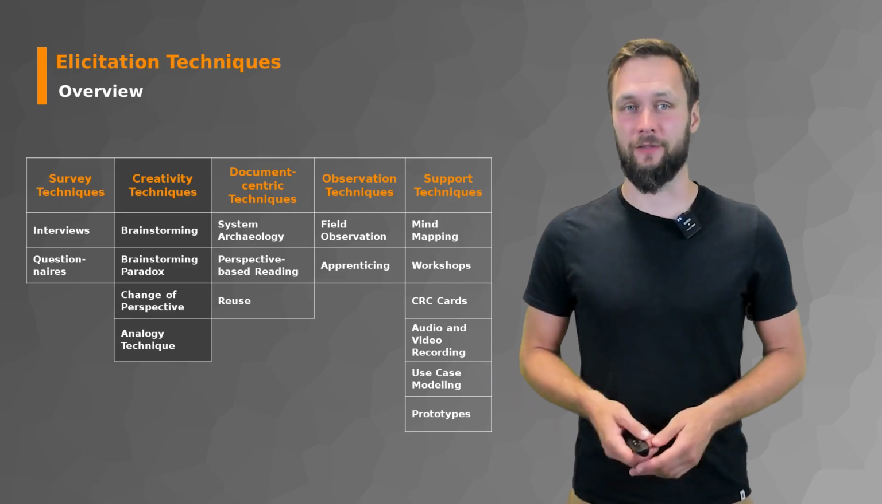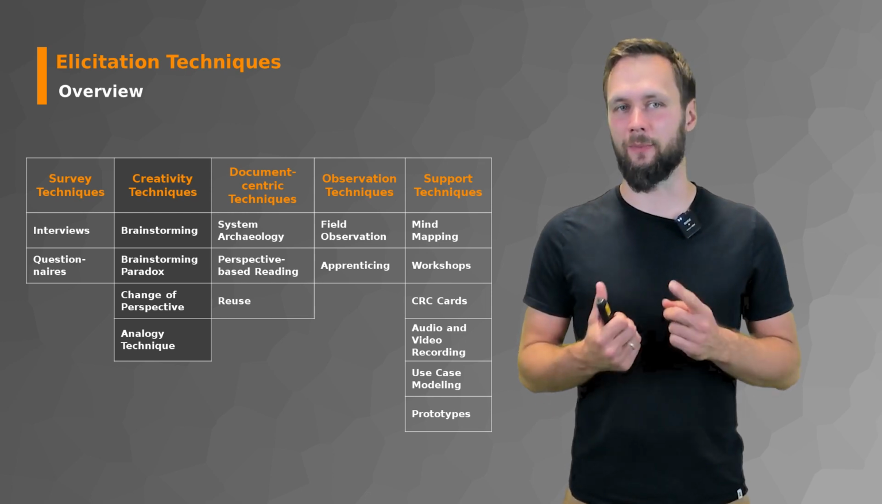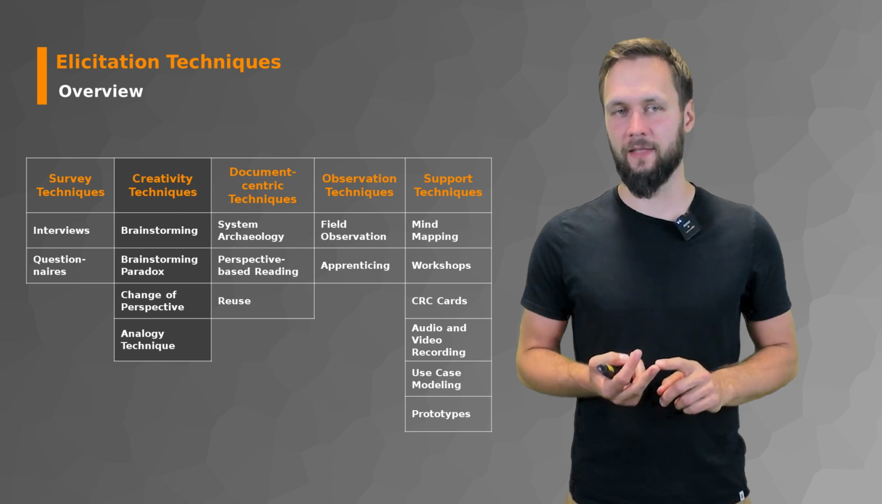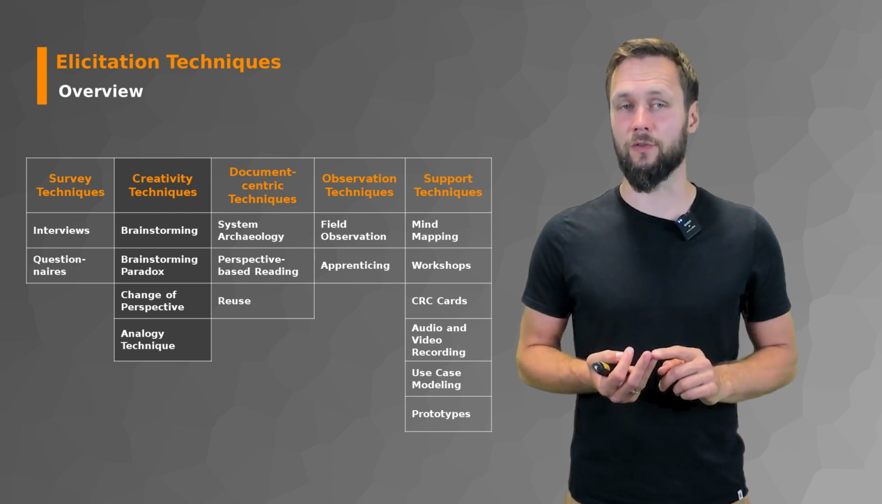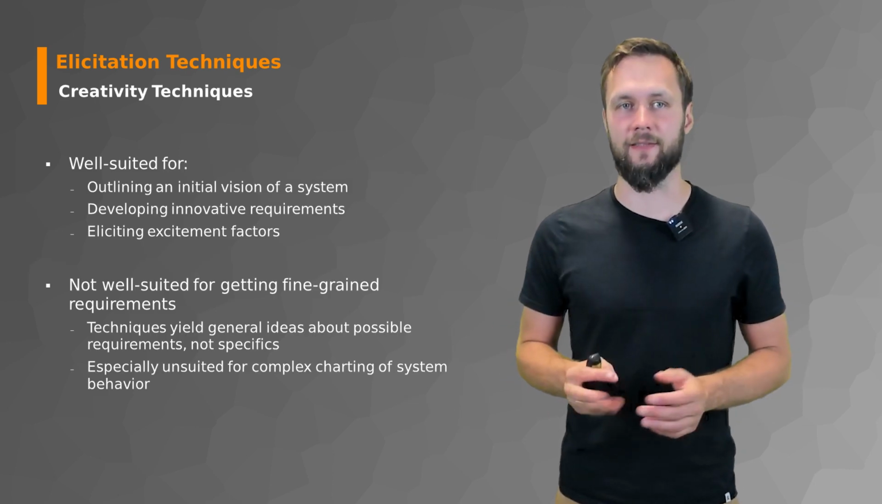Next, after the survey techniques, are the so-called creativity techniques. We're going to talk about brainstorming, brainstorming paradox, and change of perspective, and the self-study content will also provide information on the analogy technique. So let's get started with creativity techniques in general.